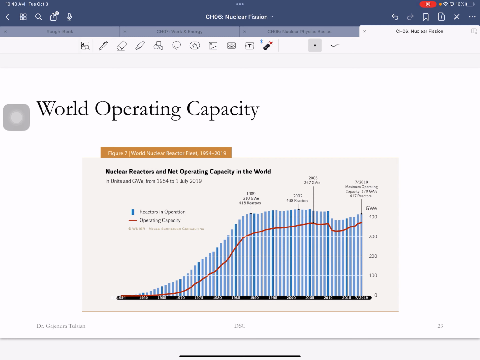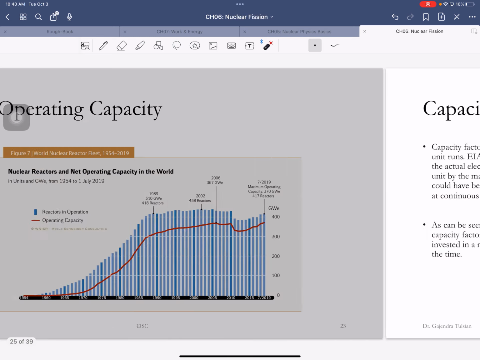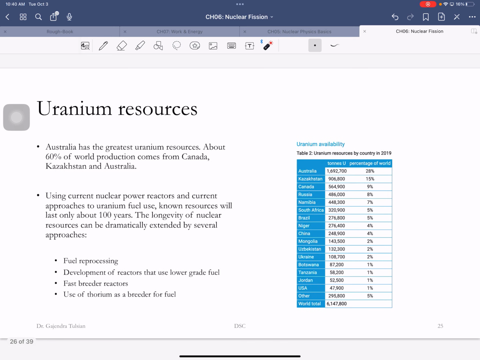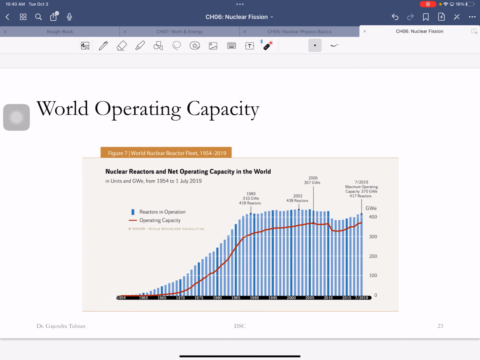So world reactor capacity, again, we are producing a gigawatt of electricity. Gigawatt is a Hoover Dam. About 400 Hoover Dams worth of electricity is being produced in the world using nuclear energy.